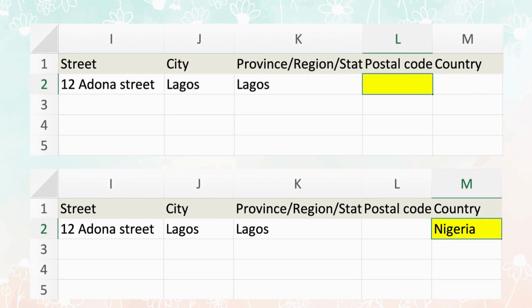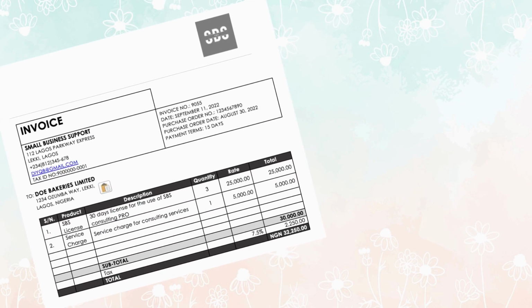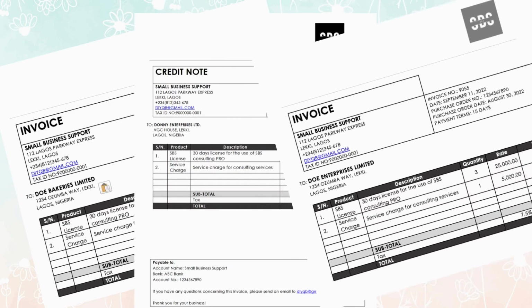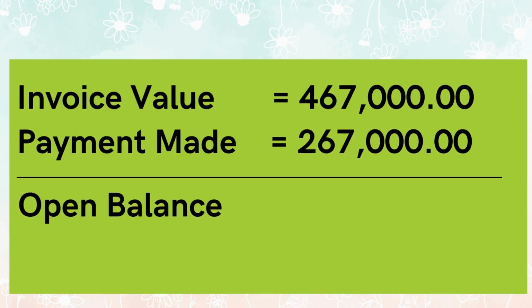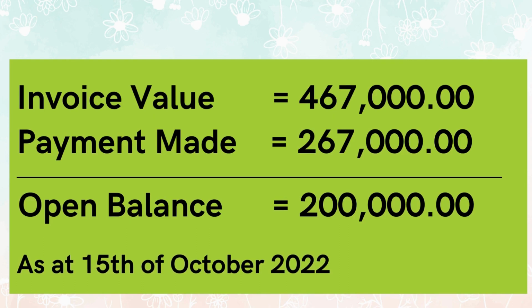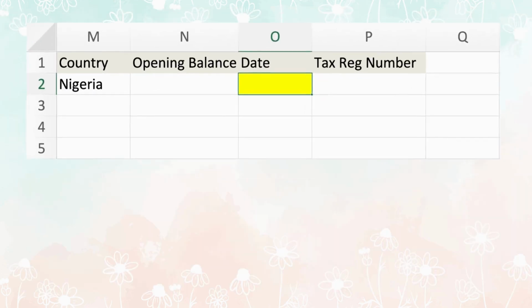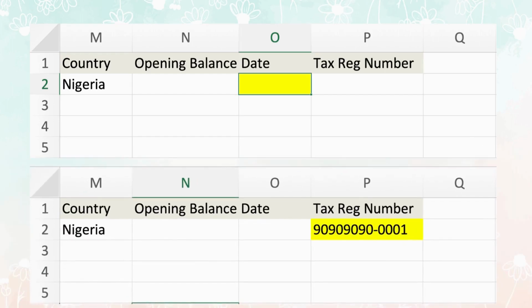postal code, and country. Also, you can enter the opening balance of the customer if the customer already has open transactions with your company. Again, an open balance is any amount a customer owes the company or any amount the company owes the customer on the date when the customer's detail is entered into QuickBooks. Next, enter the corresponding date for the opening balance entered and the customer tax ID, that is the customer TIN, the tax identification number.